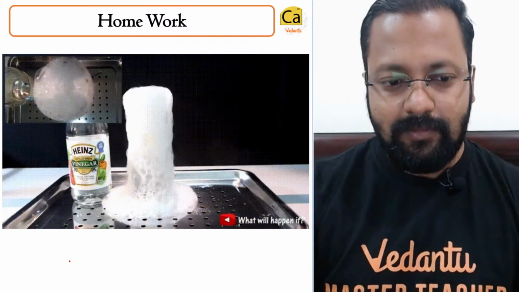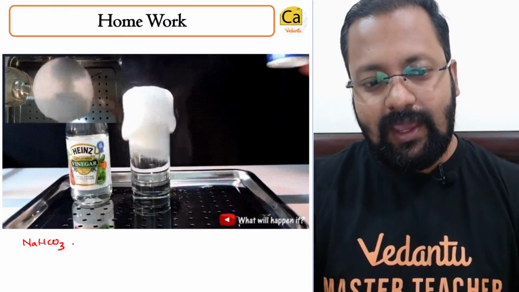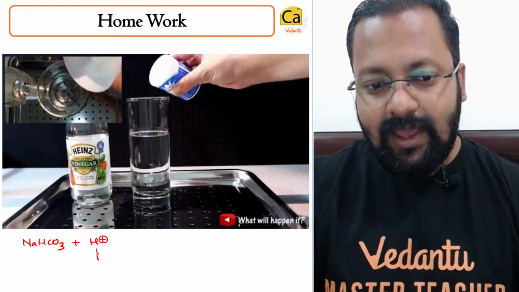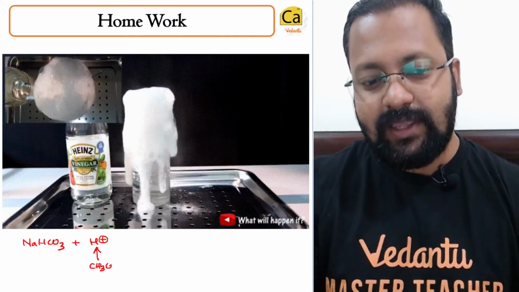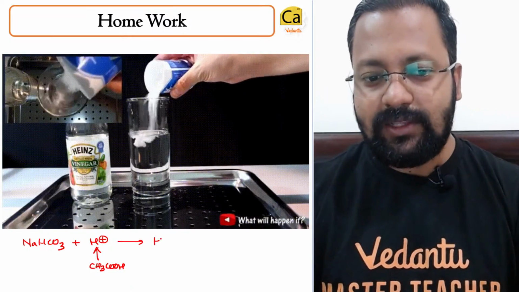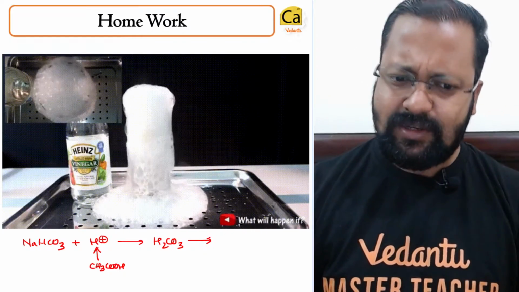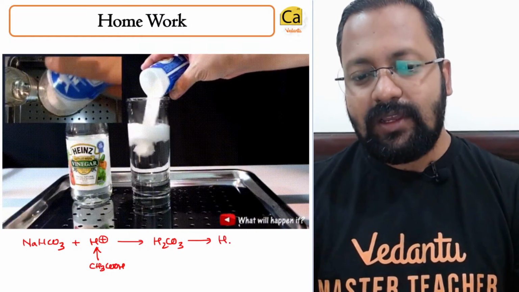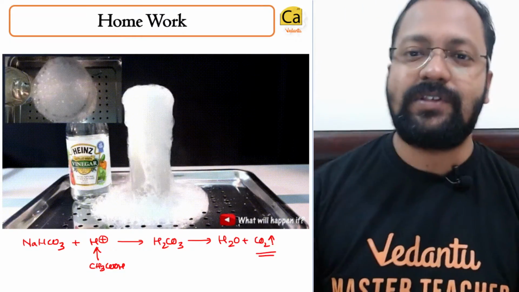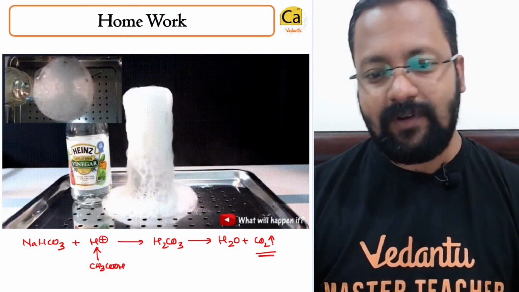Okay, so NaHCO3 must have reacted with H plus, which would have come from the acetic acid molecule. So acetic acid से ये H plus आया है, and this must have reacted with NaHCO3 to generate H2CO3. And H2CO3 जो होता है, that is a very weak acid, and it disintegrates to form H2O and CO2. So this CO2 is observed as that effervescence.